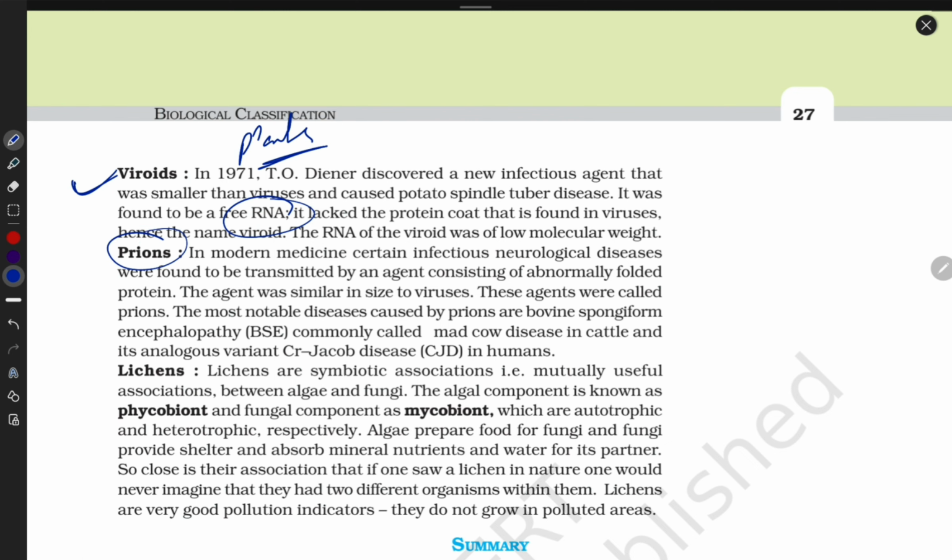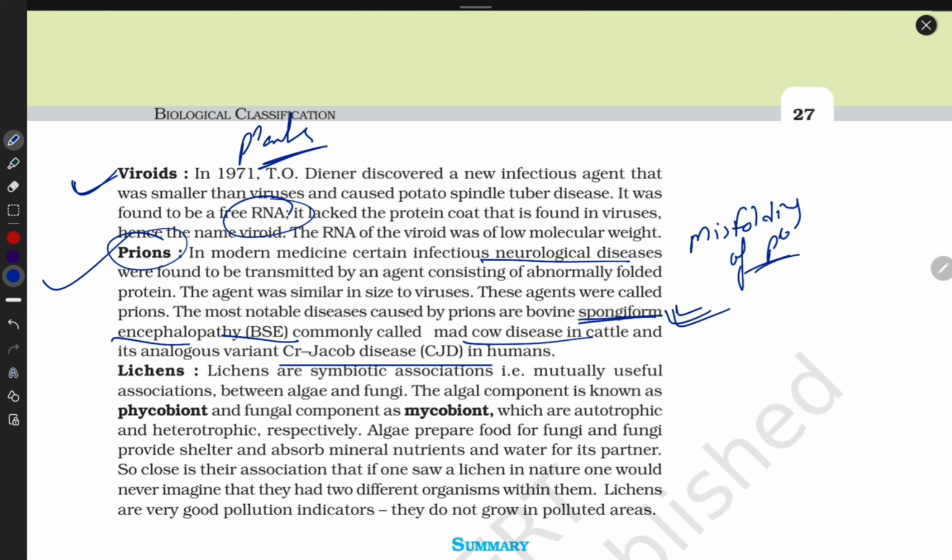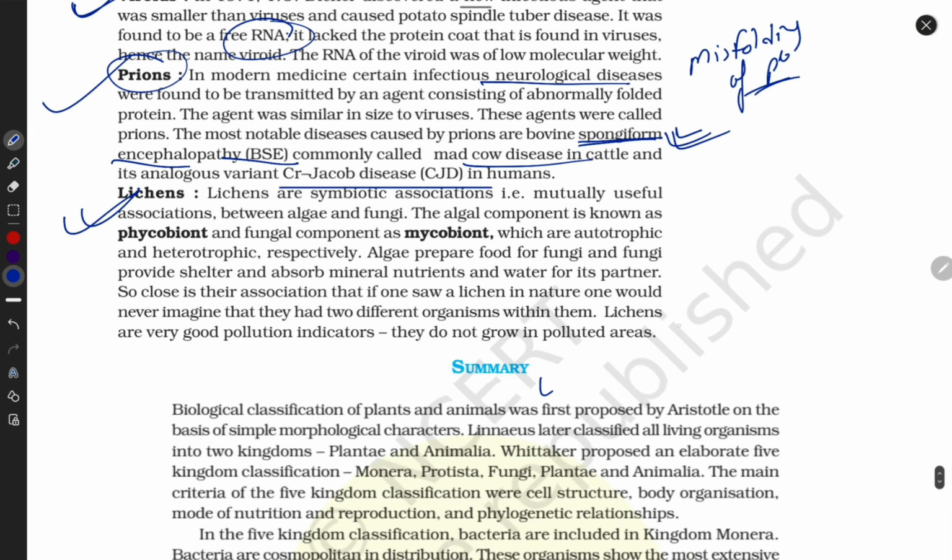Prions, what, guys? Prion is misfolding of proteins. So we suffer from many neurological diseases like Creutzfeldt-Jakob disease, mad cow disease. Guys, these are important, and these things come in your examination. Spongiform encephalopathy: which disease is caused by prions, by virus, by viroid, or lichen? I already described this. So your chapter is finished.